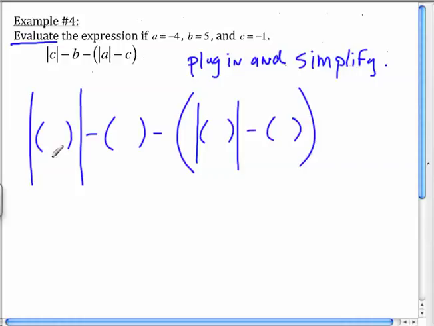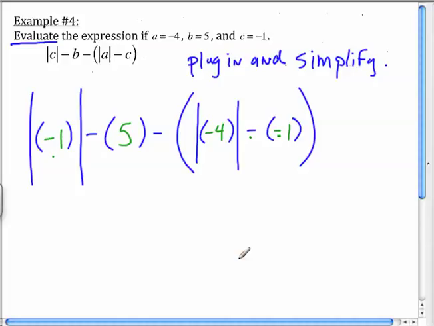So the first one was C, and C is equal to -1. The next one was B, and that's equal to 5. The third one is A, that's -4. And then the last one is C again, so that's -1. Do you see? Some people might get these two negatives confused if they didn't have parentheses in there. Okay? Alright, now let's go ahead and rewrite this.